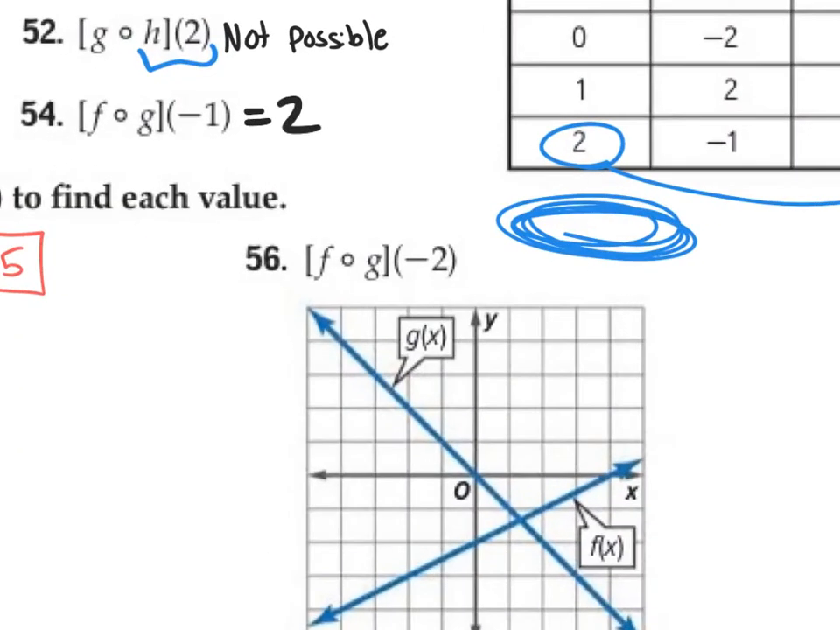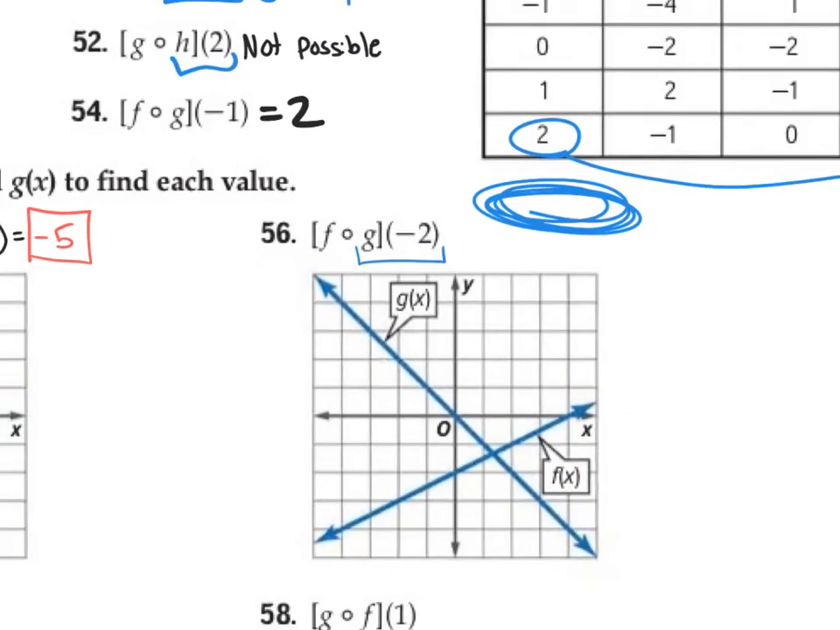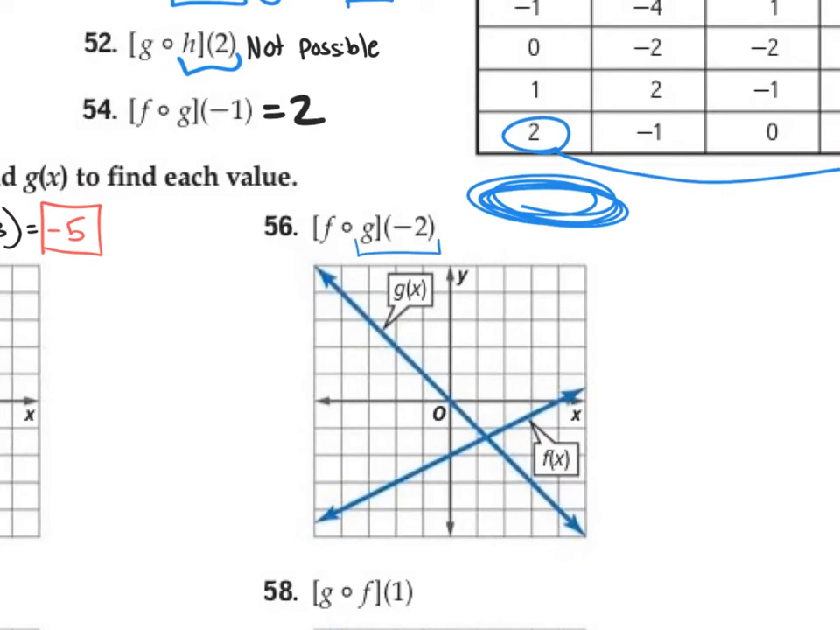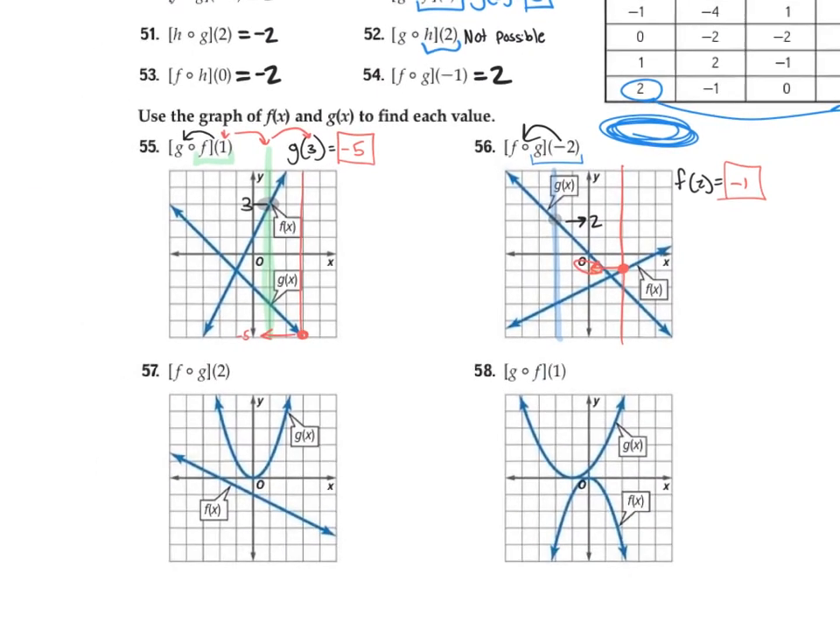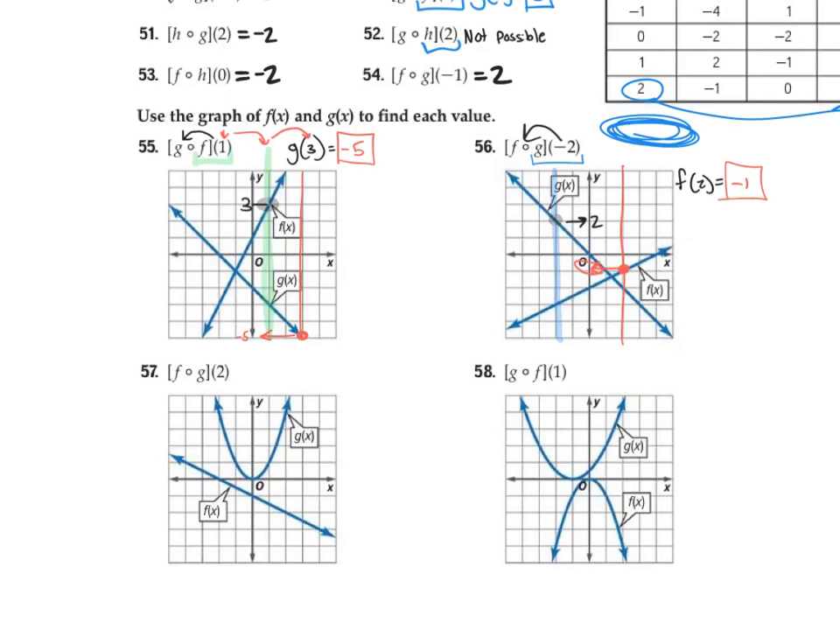So for this one here, g of negative 2. That's prompting me to draw a line at negative 2, seeing where it crosses g. That crosses at a value of 2. So I'm going to take that 2, plug it into f. When I draw that down and cross it with f, it gives me a value of negative 1. I'll now pause this video and give you all time to attempt the next 2.